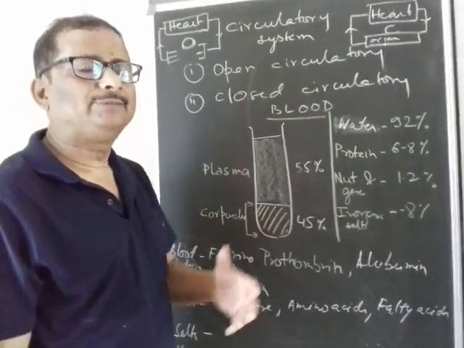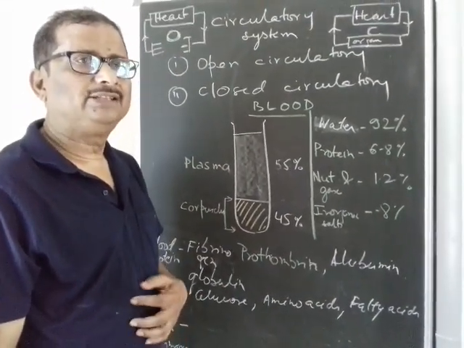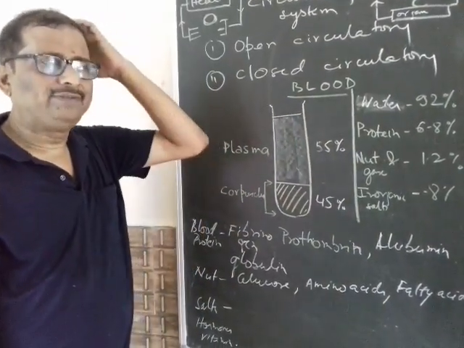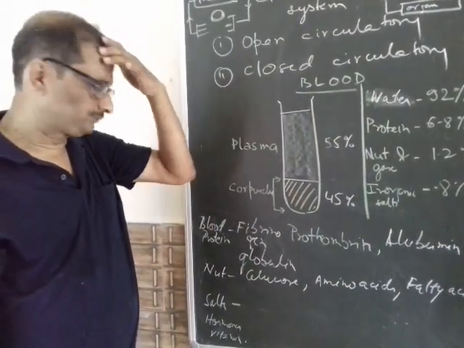Besides, there are various types of minerals and various types of vitamins, mostly water soluble vitamins like vitamin B and vitamin C.